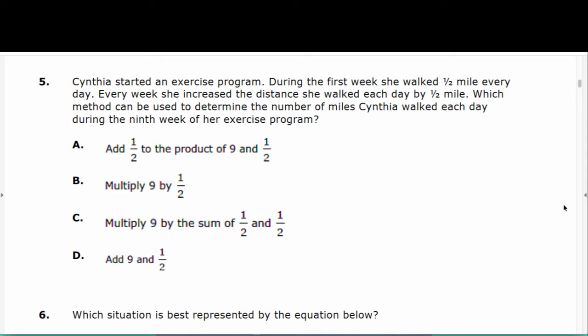A. Add 1/2 to the product of 9 and 1/2. B. Multiply 9 by 1/2. C. Multiply 9 by the sum of 1/2 and 1/2. D. Add 9 and 1/2.